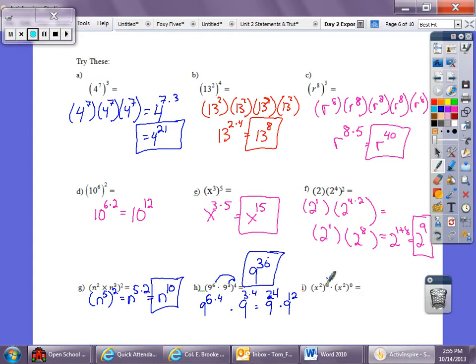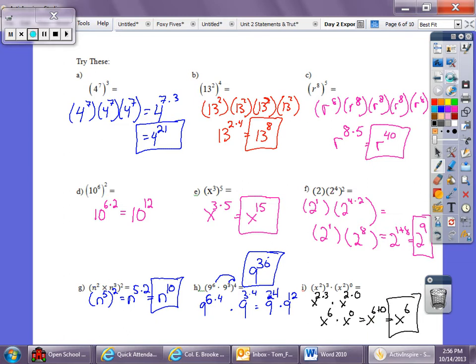And now here, what we want to do is distribute this. We want to do the first one, so this is going to be x to the 2 times 3, times x to the 2 times 0. 2 times 3 is going to give me 6. 2 times 0 is going to give me 0. If I add 6 plus 0, we simply get 6. X to the 6th.